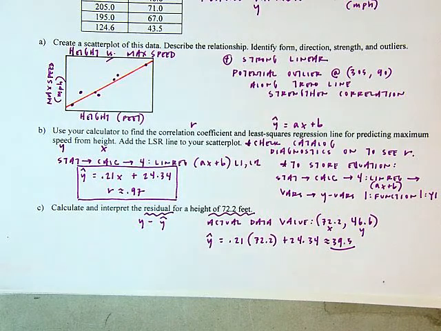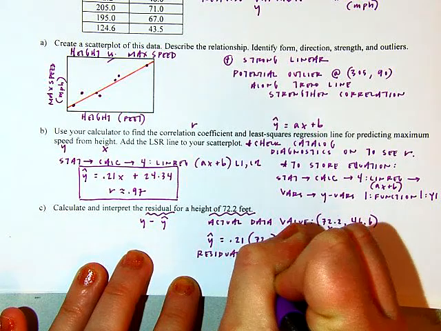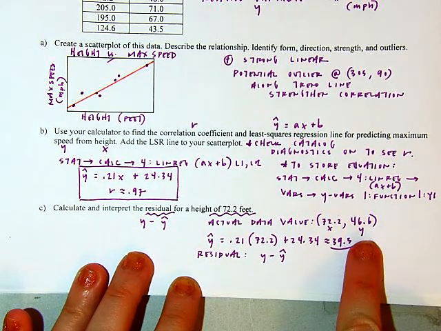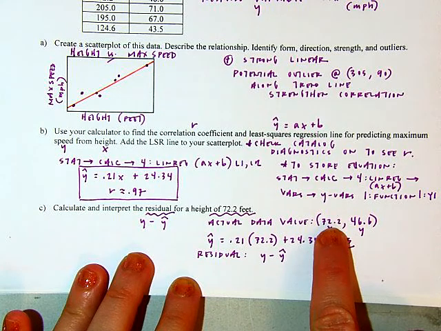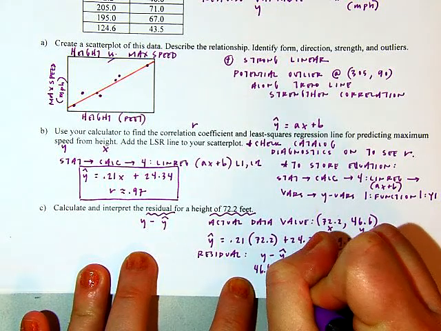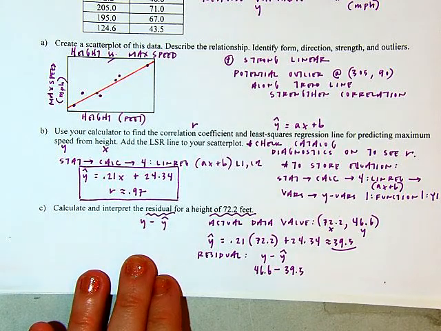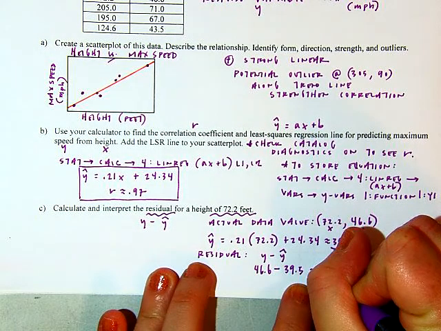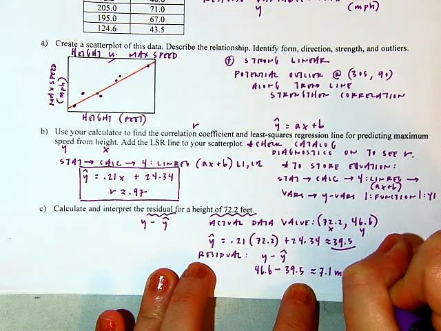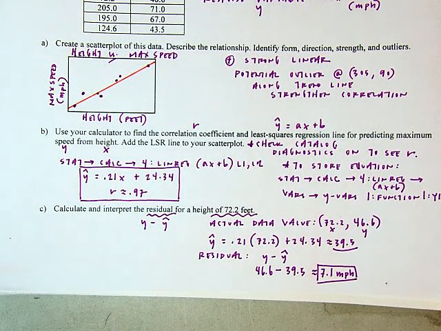Okay, so again, I'm going after my residual. Y minus y hat, my actual y value for a height of 72.2 was a max speed of 46.6. And we're going to take away 39.5. That's what our model predicted. So we know it's going to be a positive residual, and we're going to get about 7.1 miles per hour. Okay, and then what does that mean? It means that this actual roller coaster's maximum speed is 7.1 miles per hour more than what the model predicts.